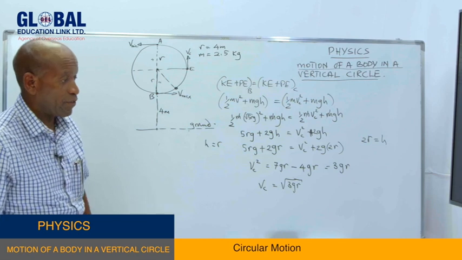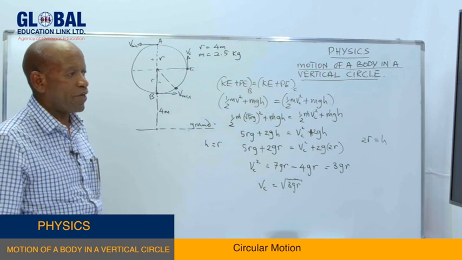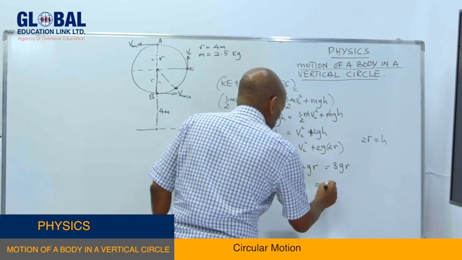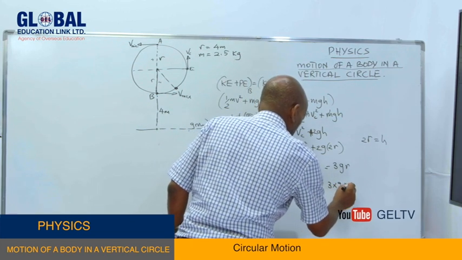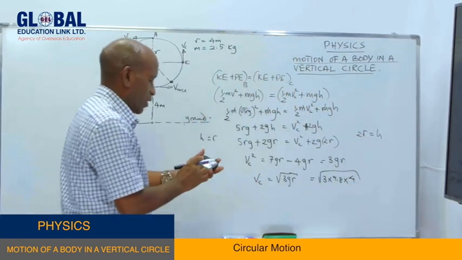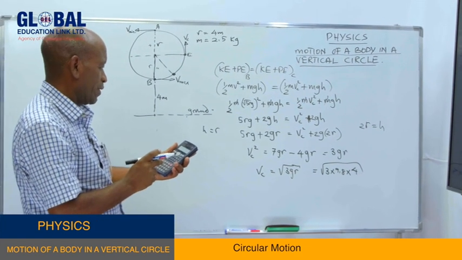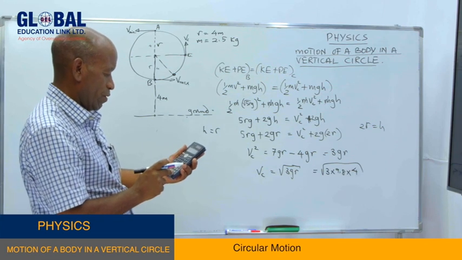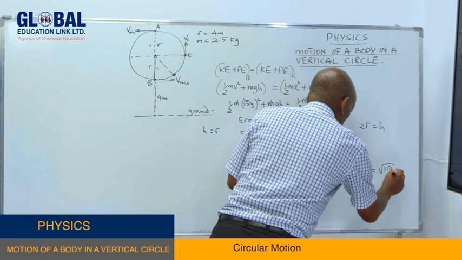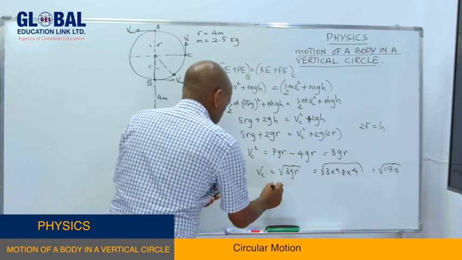So this is the minimum velocity of the stone whenever the string is just horizontal. And we can substitute the values and get the final answer. If we substitute the values, we know g is 9.8, and the radius in our case is 4 meters. So we take the square root of 3 times 9.8 times 4. We take the square root of 117.6, which is equal to 10.84.